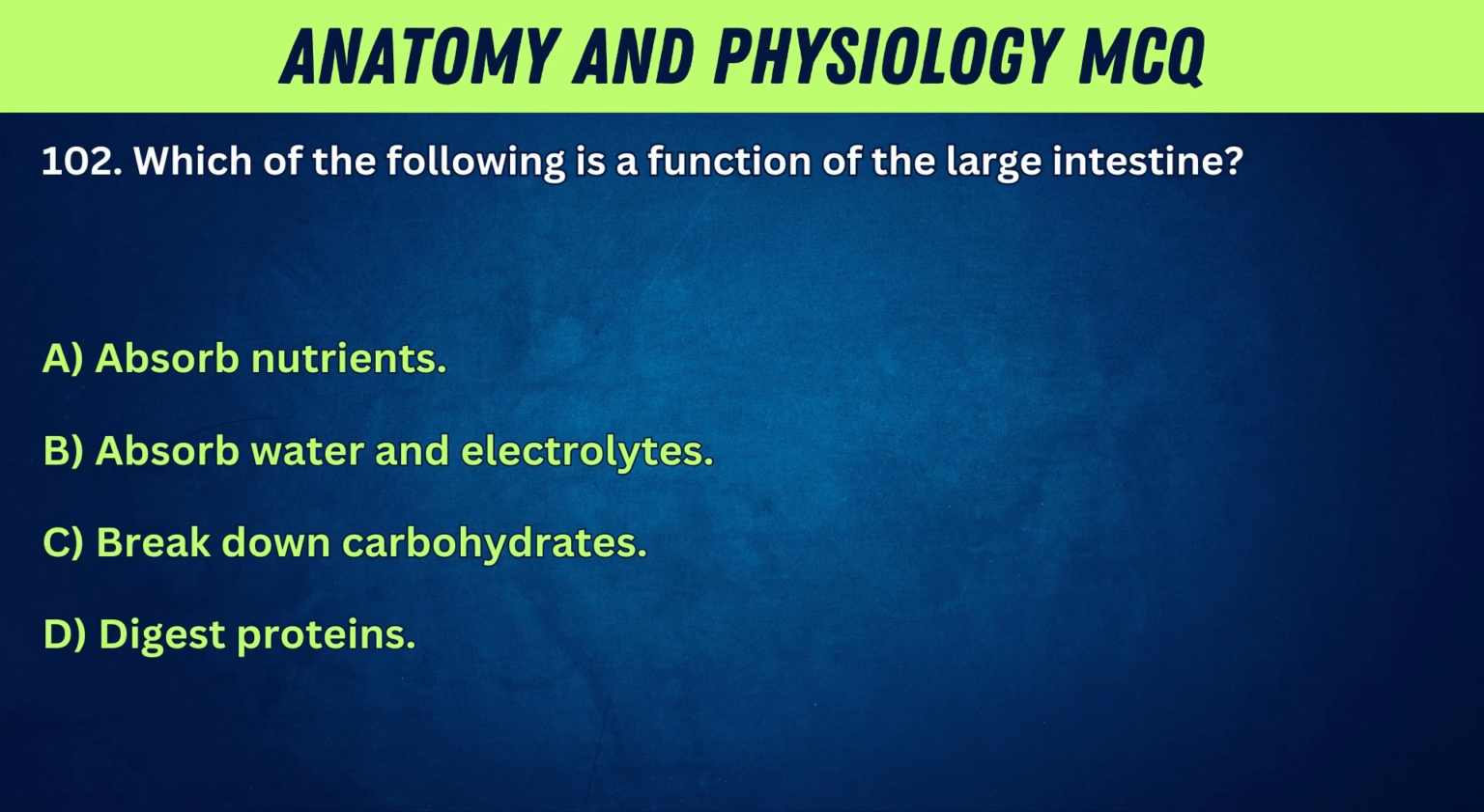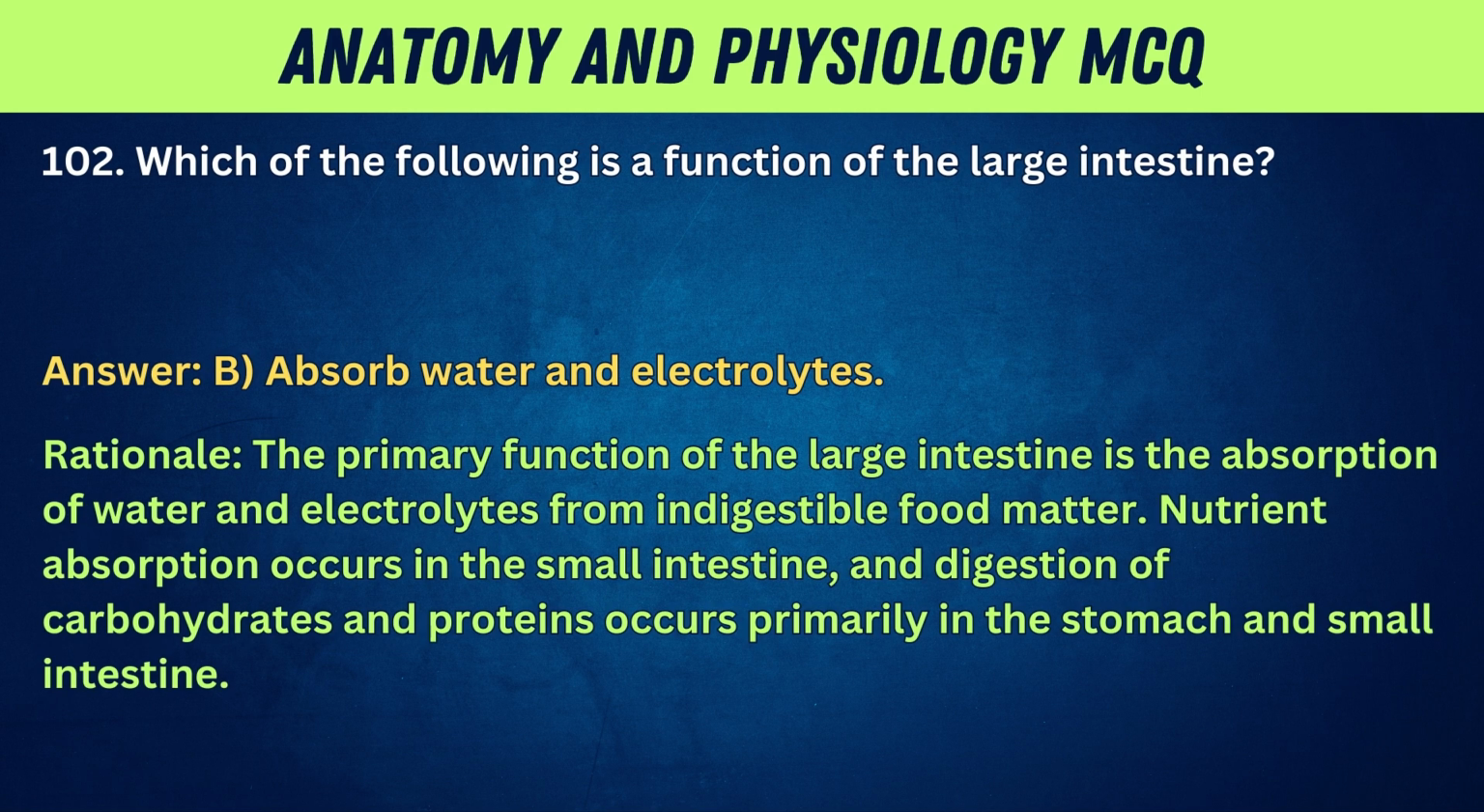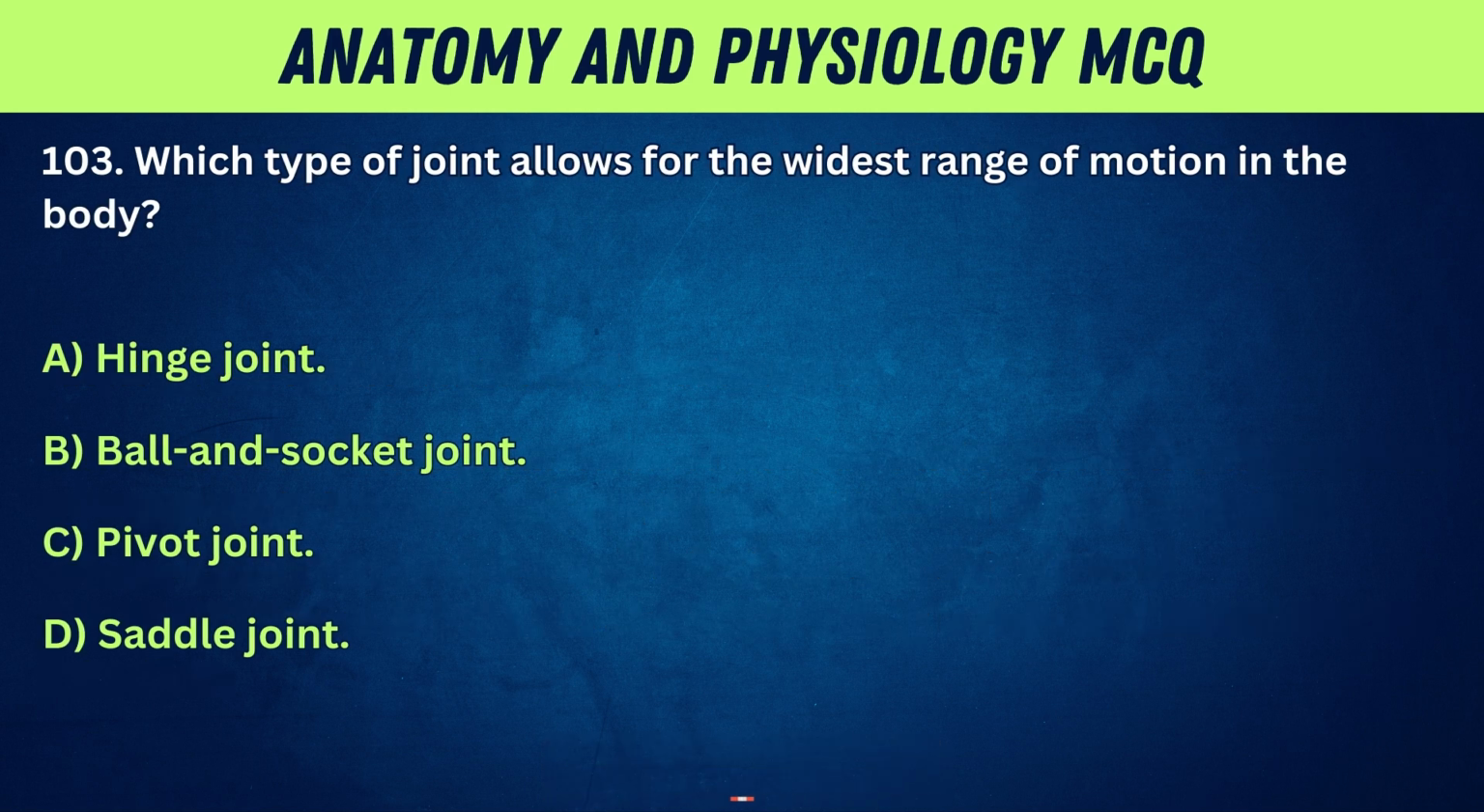102. Which of the following is a function of the large intestine? A. Absorb nutrients. B. Absorb water and electrolytes. C. Break down carbohydrates. D. Digest proteins. Answer: C. Thyroid gland. Rationale: the thyroid gland produces hormones like thyroxine that regulate metabolism. The pituitary gland regulates various hormones, the adrenal glands produce stress hormones, and the pineal gland regulates sleep-wake cycles.